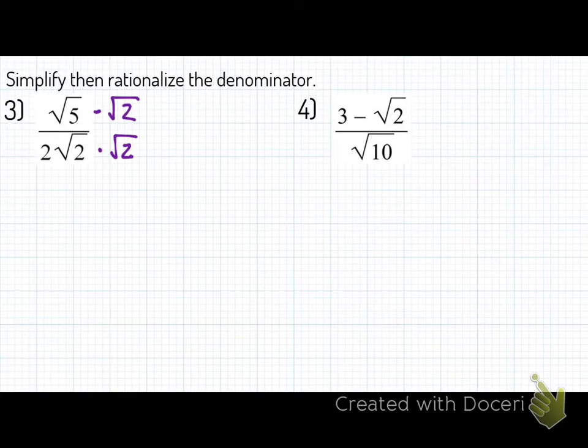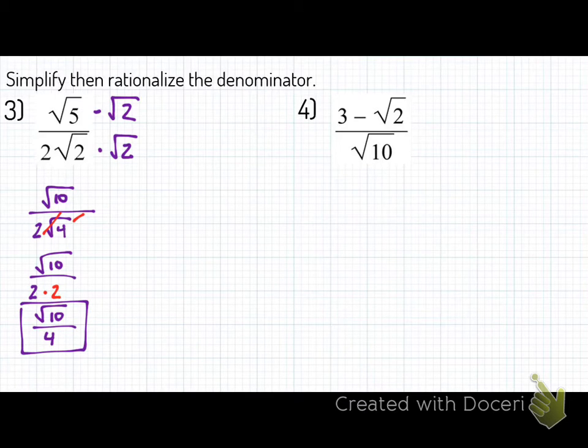What's rad 5 times rad 2? Rad 10, right? And then at the denominator, we got 2 times rad 2, and square root of 2 times square root of 2 is going to be square root of 2 squared, or square root of 4, right? Doesn't that cancel out? Another way you could look at this is square root of 4, right? So now I'm going to keep going here. This is like saying square root of 10 over 2 times, oh, that's supposed to say 4, right? Square root of 4 is going to be 2, right? And then we have rad 10 over 4.